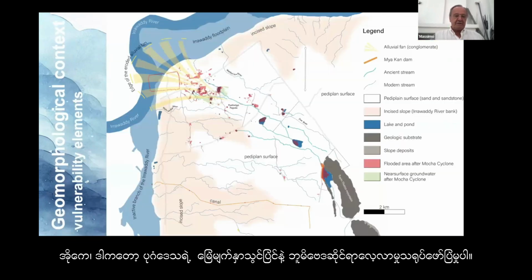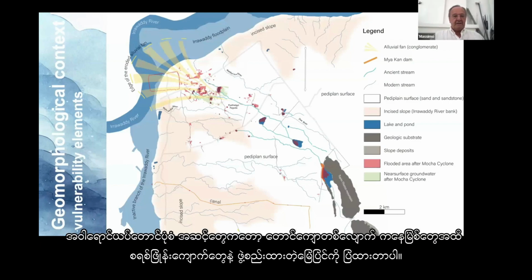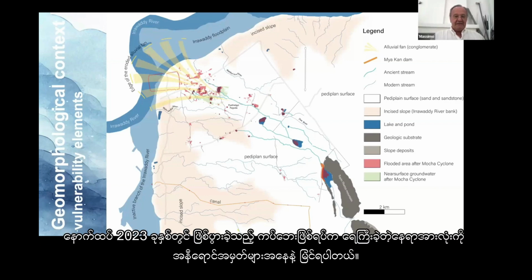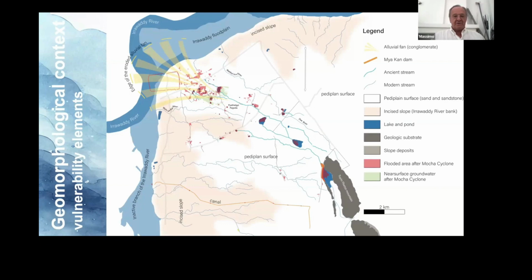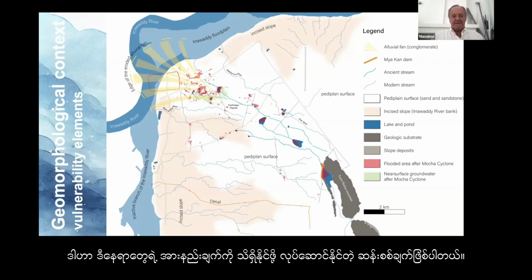Okay, this is a geomorphological interpretation of Bagan. We have this fan-shaped, yellow-colored terrace, which is made of conglomerates that were brought down from the mountain by the rivers. And we see in the red spots all the area that has been flooded during this disastrous event last year in 2023.